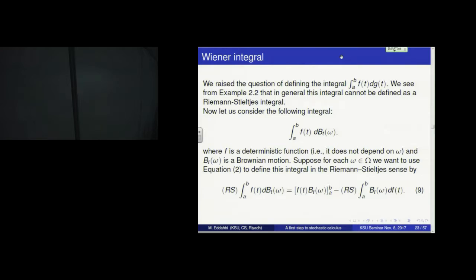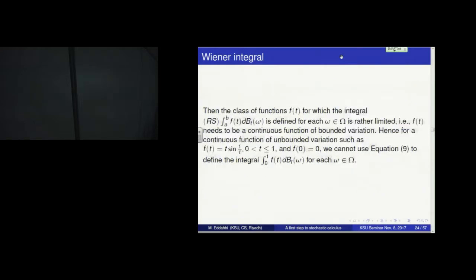So I will just start by defining this, for example, for this function f, increasing or difference of increasing functions, by the previous formula. But what happens if this is not the case? For example, you have here an unbounded variation function, this one. It's not of bounded variation, right? And so how to define this? So this is the question.